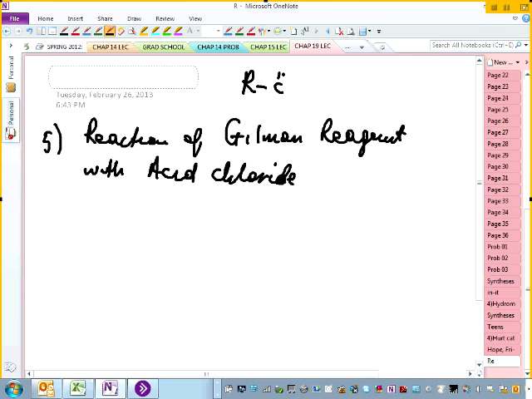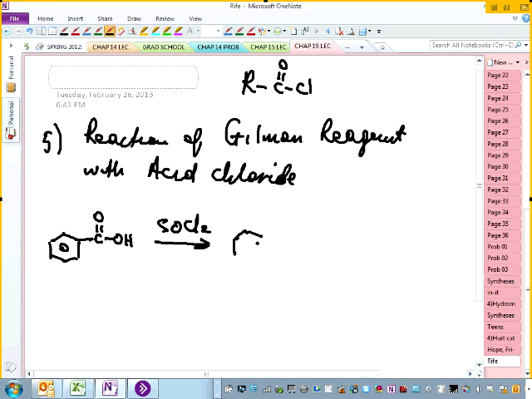To refresh your memory, this is an acid chloride right here. To form an acid chloride, of course, you take a carboxylic acid. If you take this carboxylic acid here, we add thionyl chloride. That would be the acid chloride. And then you take the acid chloride and react it with any Gilman reagent. In this case, let us use dimethyl copper lithium. I hope you did not forget your Gilman reagent. Now you get your ketone.